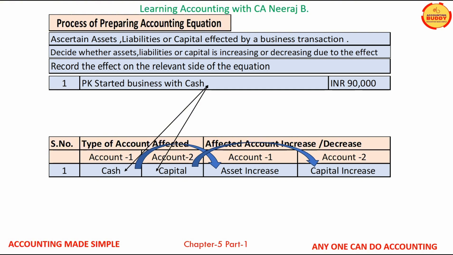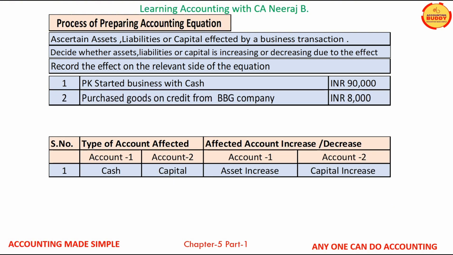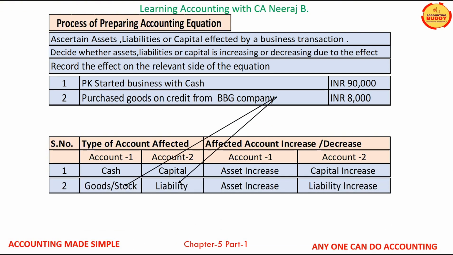Now let us take the second business transaction. PK purchased goods worth INR 8,000 from BBC company on credit. In this business transaction, the two accounts which will be affected are stock and liability. The second account in this case is liability because the goods are purchased on credit. As a result of this credit purchase of goods, stock, which is a current asset, will increase, and BBC company will become a creditor and therefore the liability will also increase.